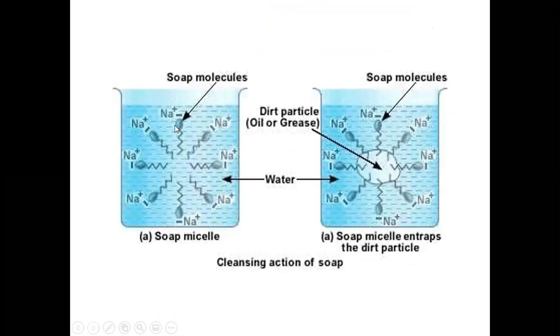Like this. These are the soap molecules. This long part is in contact with the dirt. Now, when this long part mixes with oil and grease, the oil and grease become dissolved. Then when we put water, the ionic part will work and the dirt and dust will wash away.